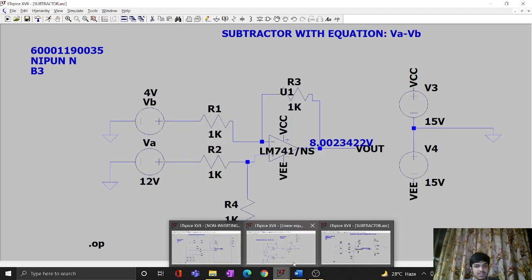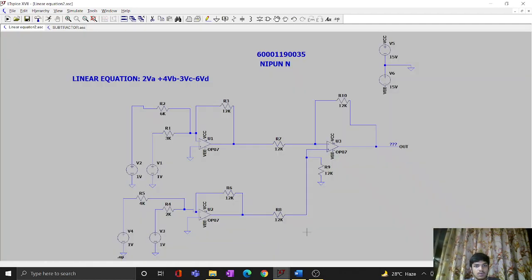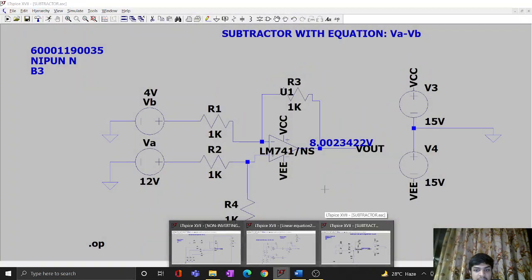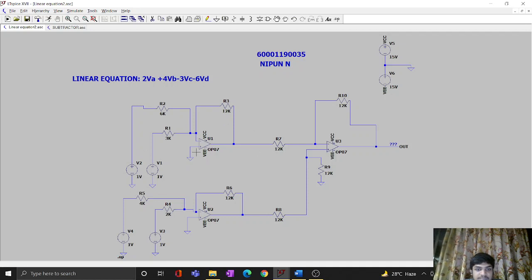Okay, next I would like to show you how the op-amp could be used for a linear equation. This is a really good application of the op-amp, as we can combine all the aspects of the non-inverting and subtractor op-amps in this. As you can see, we have used three op-amps here, and I can apply an equation. I have applied the equation: 2VA plus 4VB minus 3VC minus 6VD.